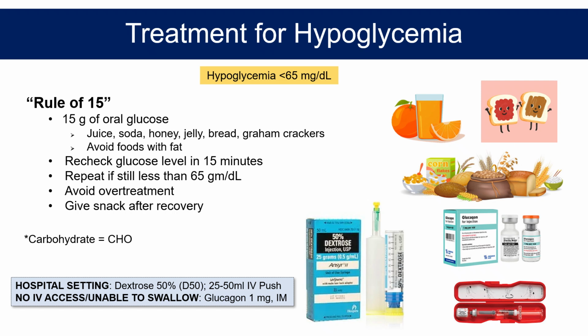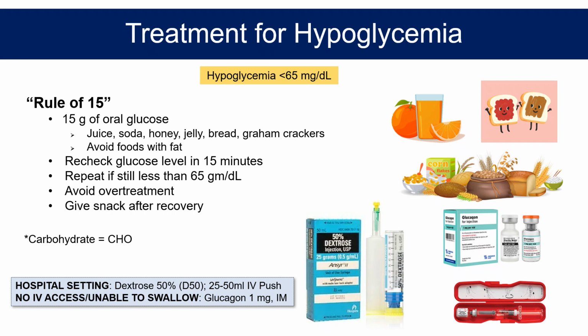And if they are still hypoglycemic, then we do it again, and we keep giving them 1 serving, waiting 15 minutes, and then rechecking. Once they become no longer hypoglycemic, so maybe they are now 70 or 80, then you want to give them a snack just to kind of hold their sugar in place. You want to avoid overtreatment because if their sugar goes really high, then you have to treat it, and it's just like a ping pong ball effect.